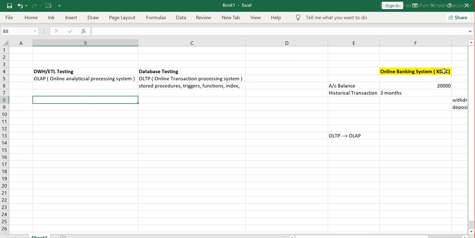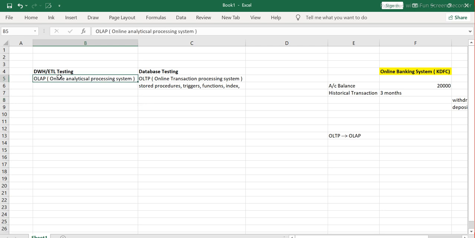So in this case, let's say every day there will be transactions happening across all the bank account holders, right? And at the end of the day, there will be an ETL process which will fetch the current information for the whole day, whatever transactions happened, and move it from this OLTP system to the OLAP system, right? And the OLAP system is designed in such a way that it will hold all the historical data plus current data.